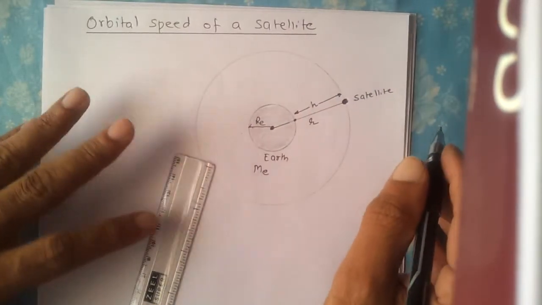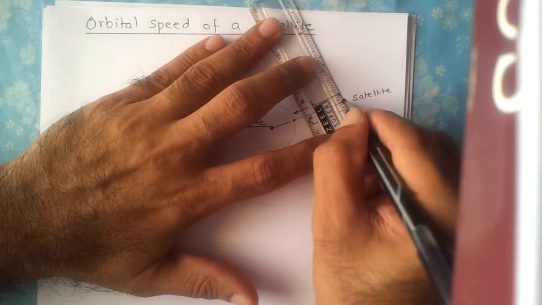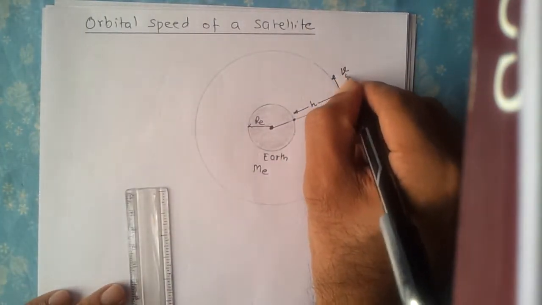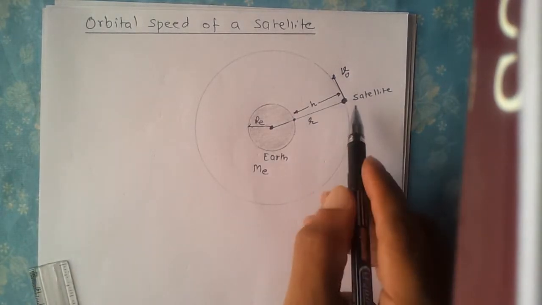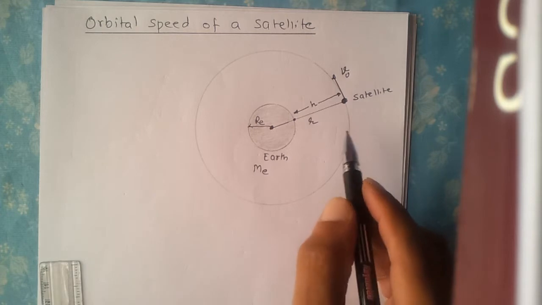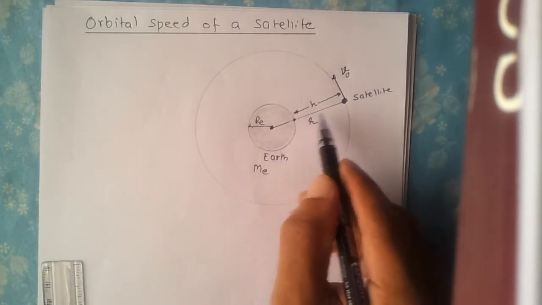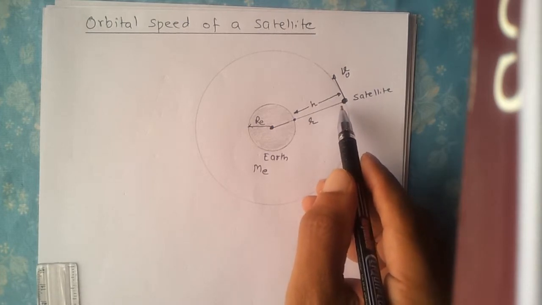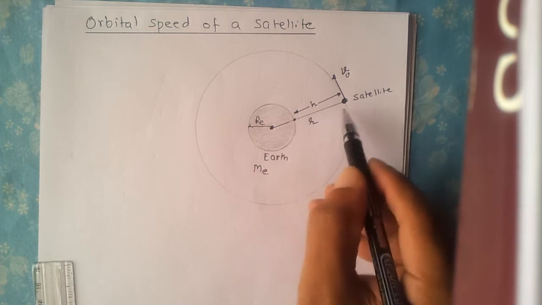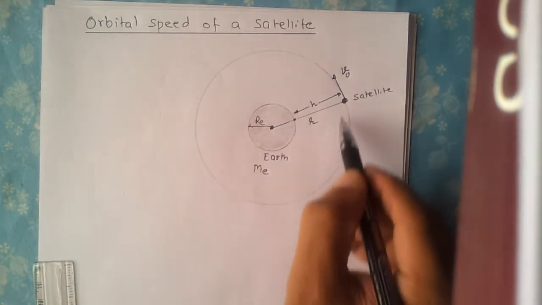And let us say the speed of the satellite, we call this V0. So V0 is the orbital speed of the satellite, and it is moving around this particular orbit. Now, when this satellite is moving around the circular orbit, the centripetal force acts on this. The centripetal force is provided by the gravitational force of the Earth. So the gravitational force pulls the satellite and ensures that it continues to move in the circular orbit.